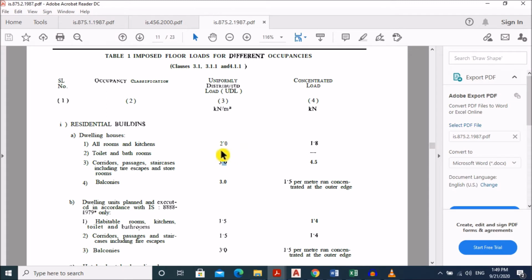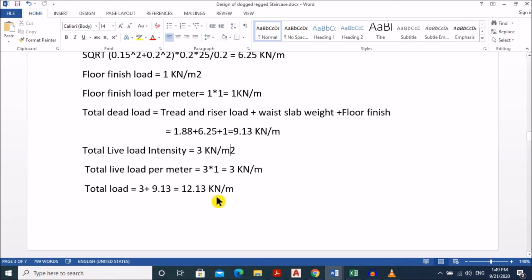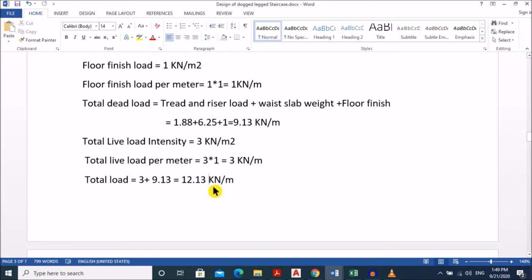This is IS 875 part 2. For residential buildings, corridors, passages, staircases including fire escapes and storerooms, it is 3 kilonewton per meter square. That's how we need to take the live load intensity. The total live load per meter is 3 into 1, that gives 3 kilonewton per meter, and total load equals 3 plus 9.13. This is live load and 9.13 is the total dead load, that gives 12.13 kilonewton per meter.